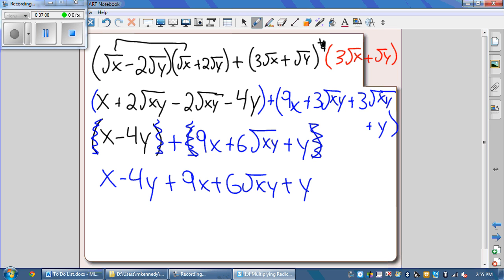Like terms go together. The x's can go together. 9x and x can add to be 10x. What else is a like term? Well, we got a y and we got another negative 4y, so we can go negative 3y. And the very last term can't go with anything. Plus 6 root xy.